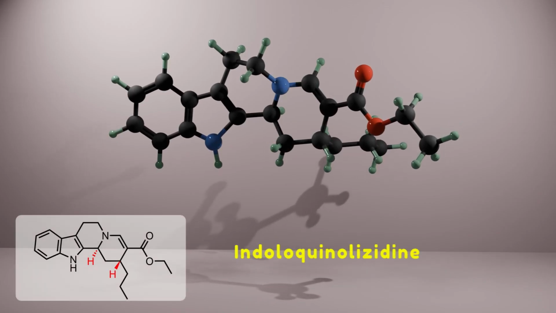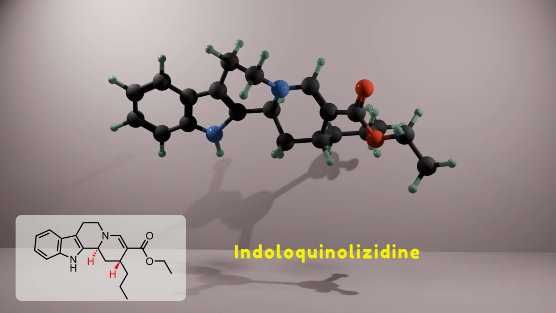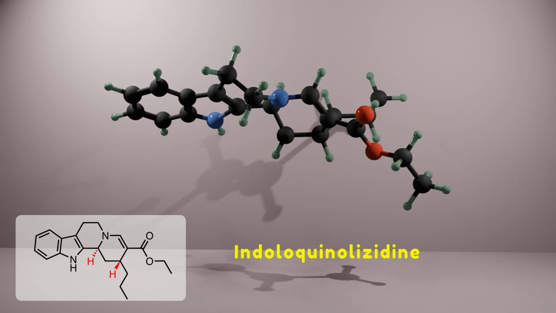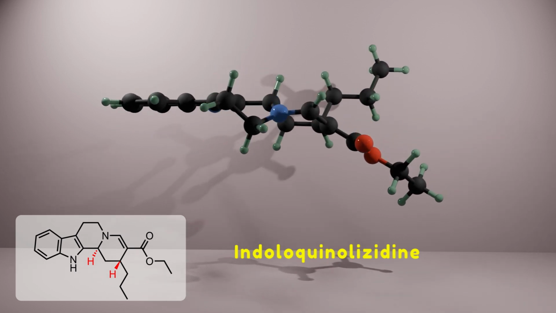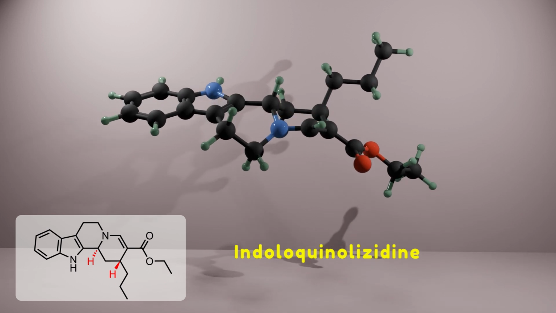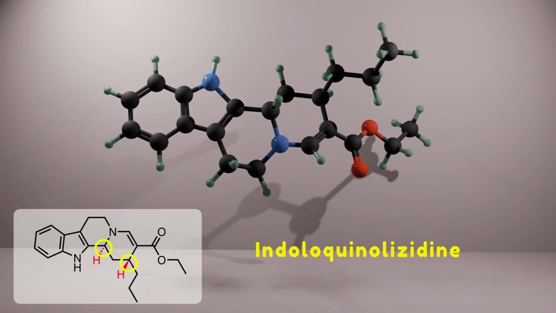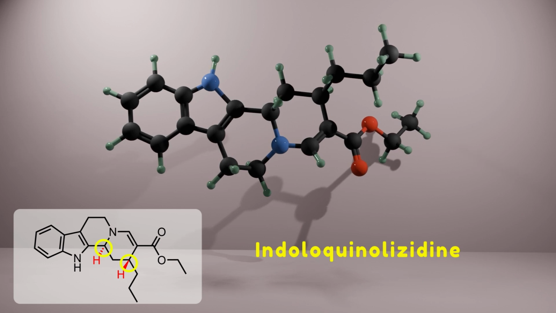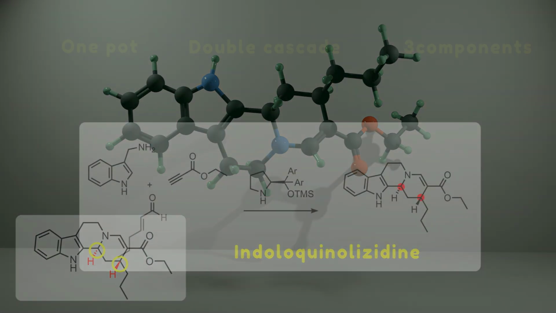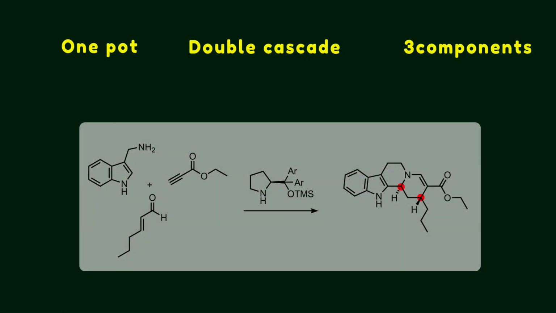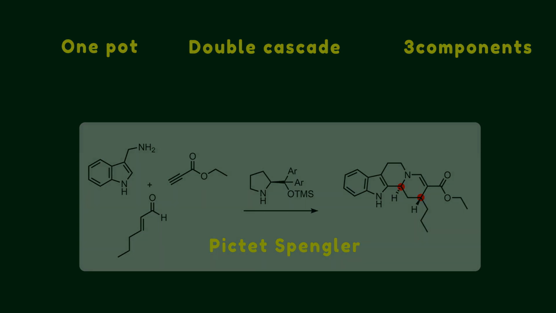The indoloquinolizidine framework consists of 4 fused rings with an indole core, which is of great interest due to its broad range of bioactivity. This motif forms the skeleton of some bioactive alkaloids. In the structure, controlling the relative stereochemistry of these two hydrogens is challenging. In 2011, the Wu group presented a one-pot double cascade 3-component reaction based on Pictet-Spengler cyclization and utilized an organocatalyst to control the stereochemistry of the reaction to produce the indoloquinolizidine skeleton.